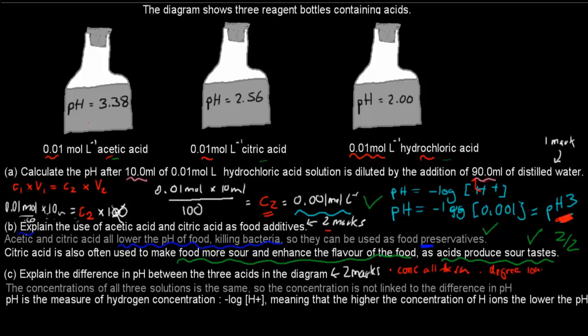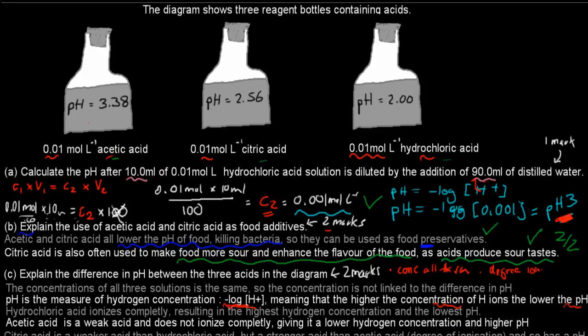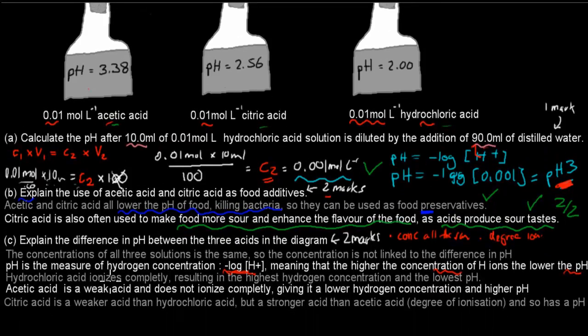And what I wrote next is pH is a measure of hydrogen concentration, minus log H+. That's your formula for pH. Meaning the high concentration of hydrogen ions lowers the pH. So the more hydrogen ion concentrations we have, the lower our pH. And then I wrote hydrochloric acid ionizes completely, resulting in the highest concentration and the lowest pH. So hydrochloric acid has the most hydrogen ion concentrations and lowest pH.